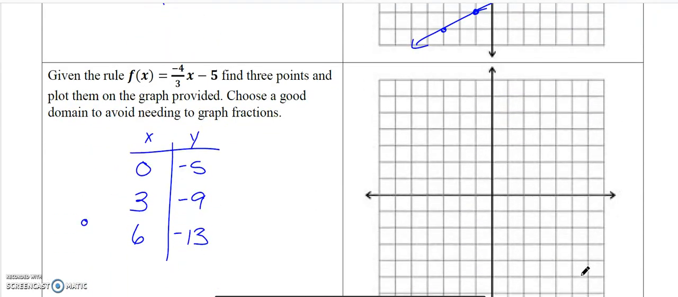Second graph says that you have a slope, but there's no parentheses. And on the last page, we said if there's no parentheses, you have to start with 0. No other option. It has to start with 0. So I can put the first point on this graph, but then I run into a problem real quick. And that problem is there's no way for me to put 3, -9. And there's no way for me to put 6, -13. My slope said down 4 and to the right 3.